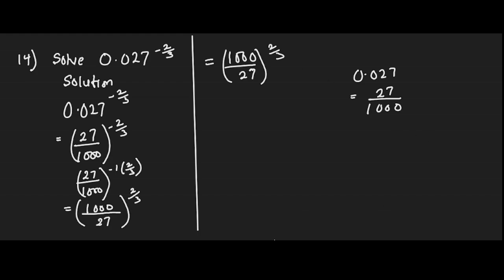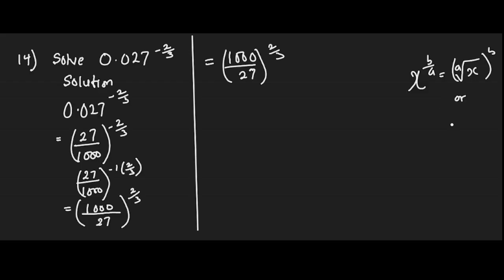So applying x raised to power b over a, this is going to give us the a-th root of x raised to power b, or the a-th root of x, all raised to power b. Any of these we are going to apply in this case here. So if we apply this, it means that we are going to have the cube root of 1000 all over 27 all raised to power 2.